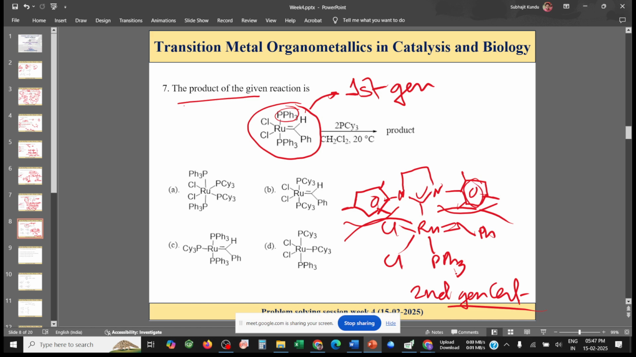So the first step is the PPh3 dissociation step in the Grubbs catalyst. So we have seen that PCy3 is more donating or more sterically demanding. So if you react this PCy3 instead of PPh3, it will easily rotate.